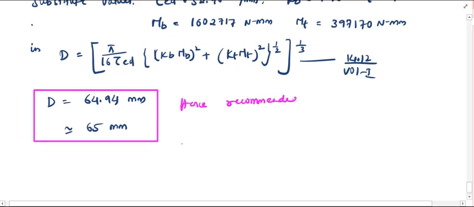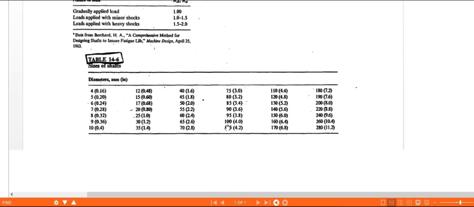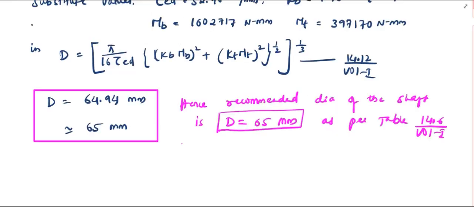Recommended diameter of the shaft is D equal to 65 mm as per the table 14.6, volume 1. Here you can see in the table the value for the diameter of the shaft, 65 mm, is given. So that has to be recommended. So that is the solution.